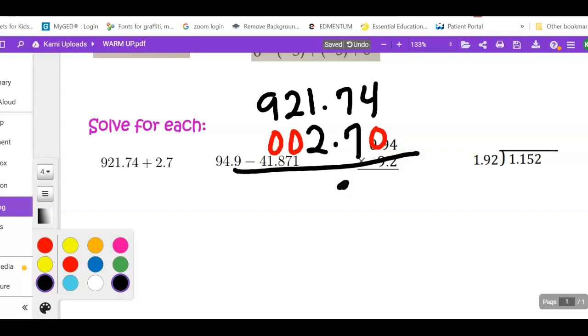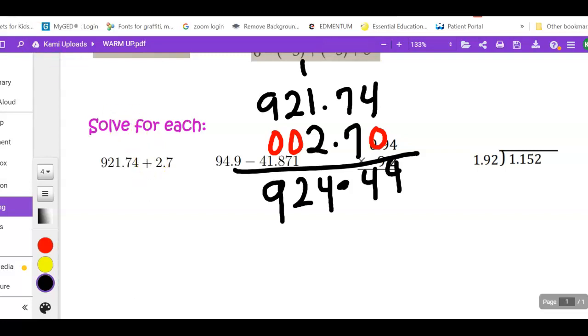So when you line up the decimals like this, when you're adding, all you have to do is bring that decimal straight down and just add like you normally would. Starting on the right side, 4 plus 0, 4, right? 7 plus 7, that's 14, carry 1. And then I have 2 plus 1 plus 1, that's going to give me 4. 2 plus 0, 2. 9 plus 0, 9. There you go. Final answer, 924.44. Remember, the key is lining up those decimals and filling in any gaps as you see them.